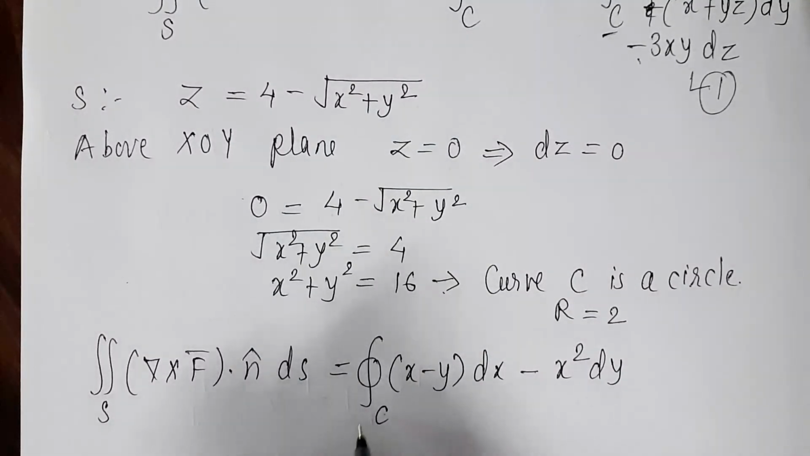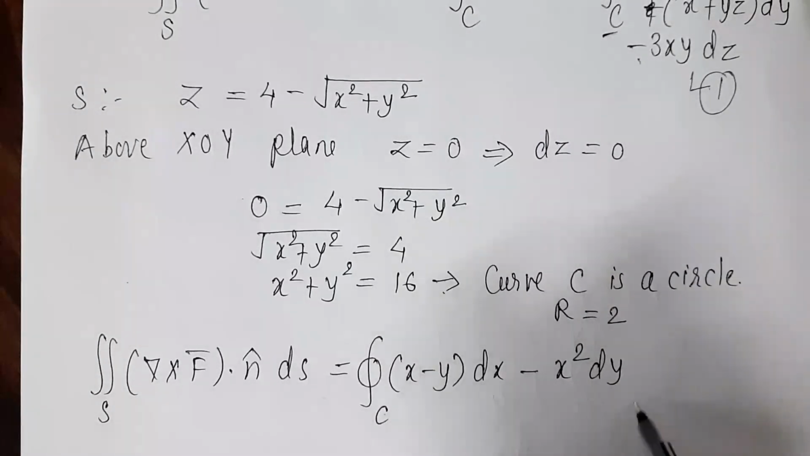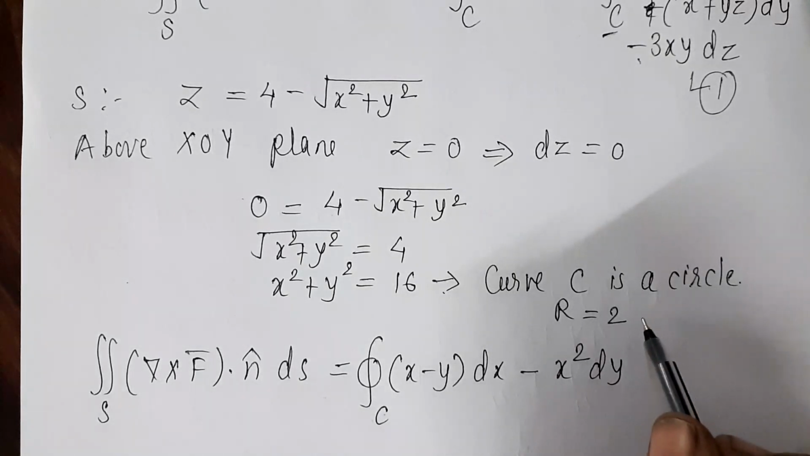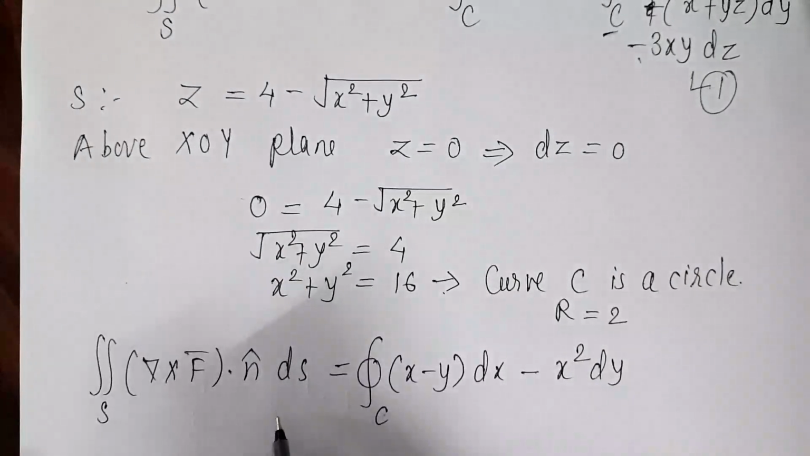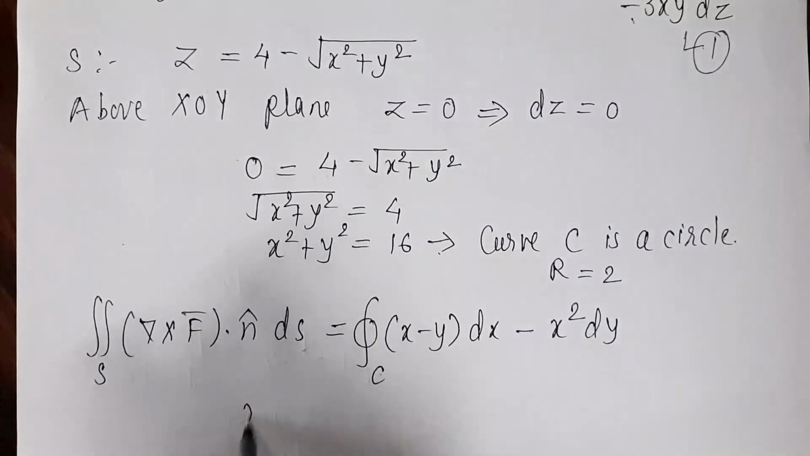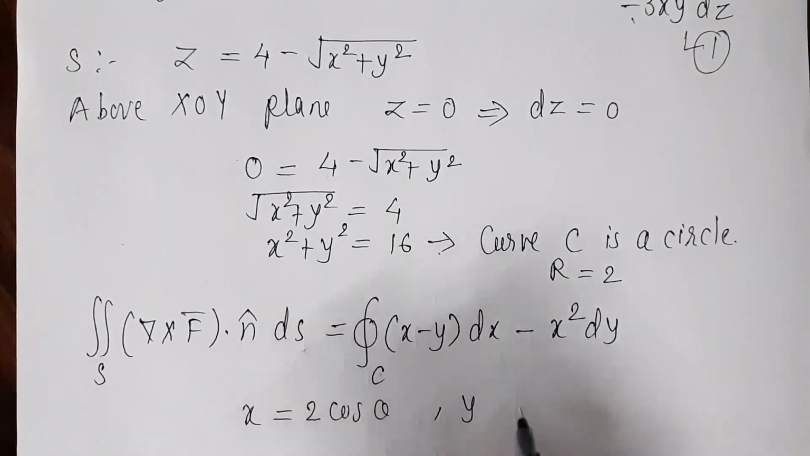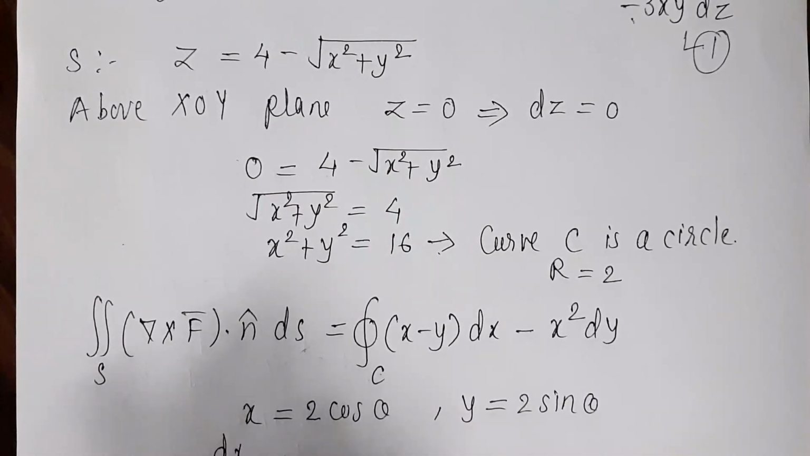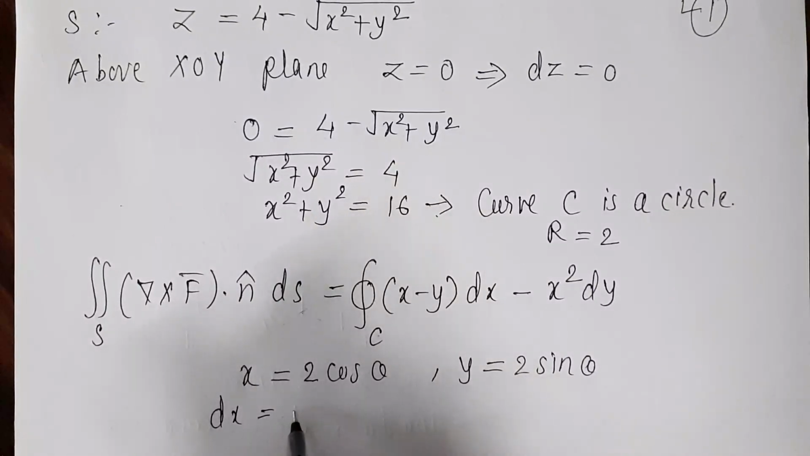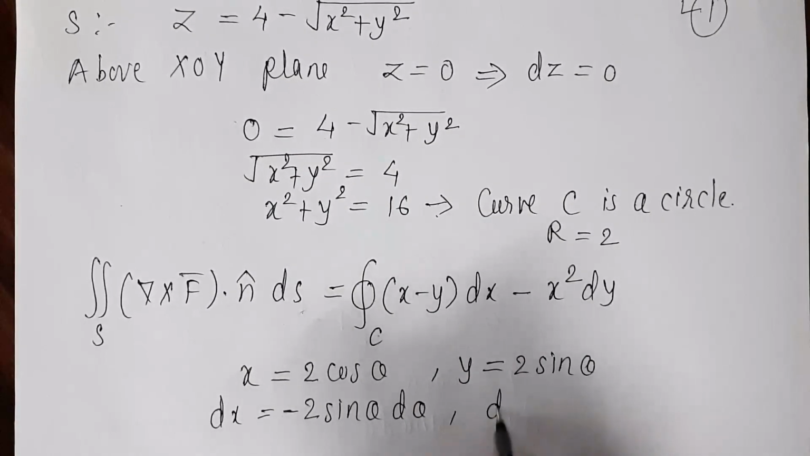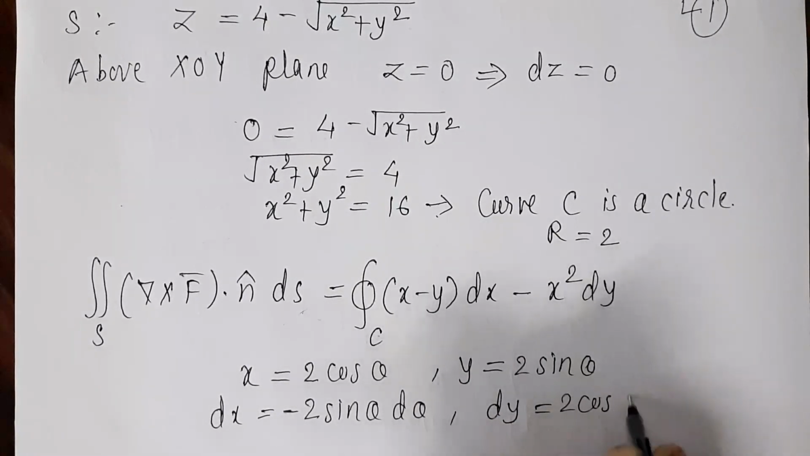Now substitute here. Since C is a circle, we can change this dx and dy in terms of one coordinate system by substituting parametric coordinates of the circle. So what are the parametric coordinates of a circle? x is equal to r cos theta, that is x is equal to 2 cos theta, and y is equal to r sin theta, that is 2 sin theta. Now dx is equal to 2, derivative of cos theta is minus sin theta, so minus 2 sin theta d theta, and dy is equal to 2 cos theta d theta.